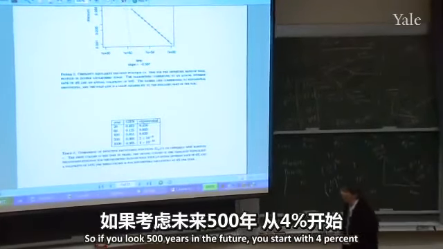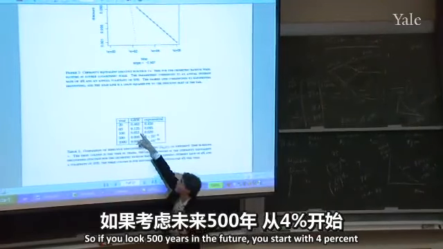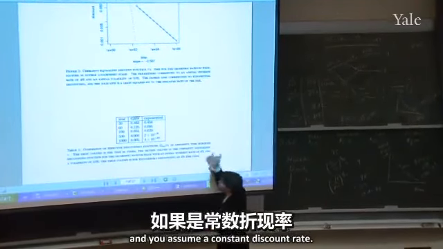Okay, so if you look 500 years in the future, you start with 4% and you assume a constant discount rate.